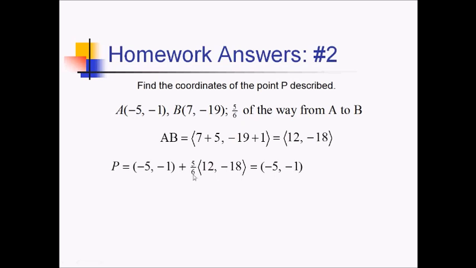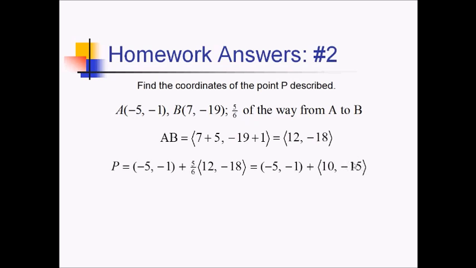So I'm going to just divide by 6 and multiply by 5 for each of these. 12 over 6 is 2, times 5 is 10. And now we've got -18 over 6 is -3, times 5 is -15. So there's our new vector, directions to get 5/6 of the way from A to B.